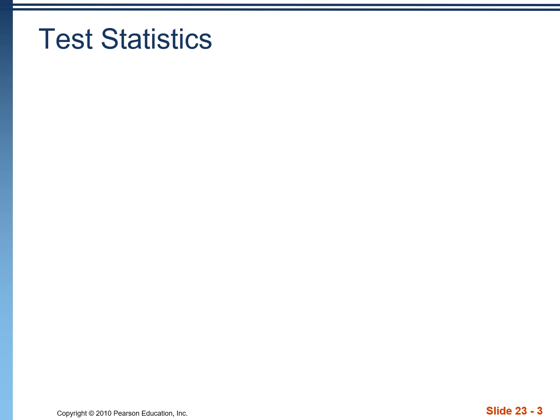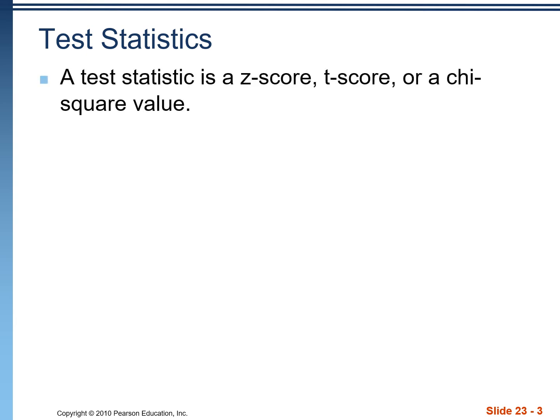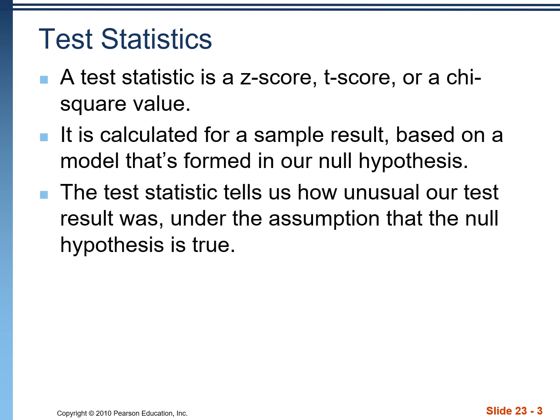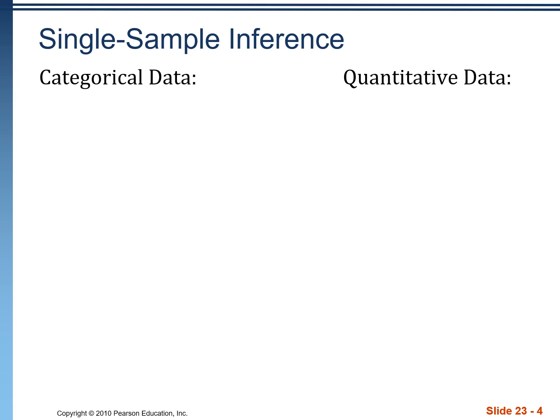So that was the standard deviation. Let's move on to the actual test statistic. When we're talking about a test statistic, we're talking about a z-score, a t-score, or a chi-square value. And this is being calculated for a sample result, and it's based on a model that's formed around our null hypothesis. It's going to tell us how unusual our test result was, our sample result, under the assumption that the null hypothesis is true. The equations for single sample inference are nice and simple.